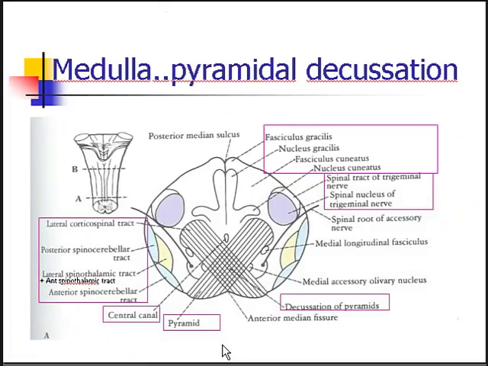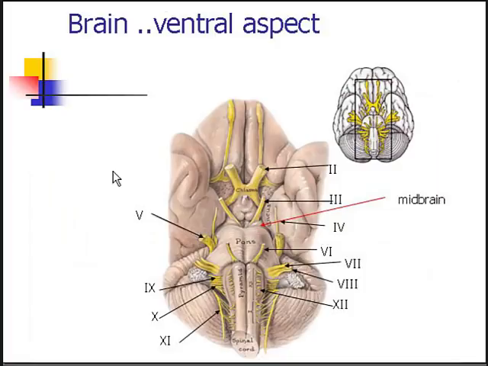So this image here is the posterior aspect of the medulla, and let me go higher up here. Notice that if you were to take a section at this part of the medulla, on the posterior aspect, of course, you'll see the fasciculus gracilis and cuneatus. Let me just go to the next image, maybe that might be a little clearer here.